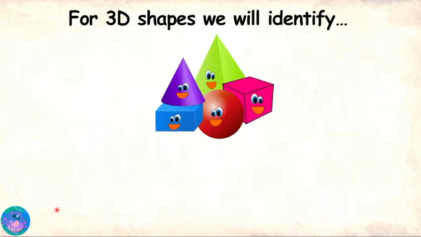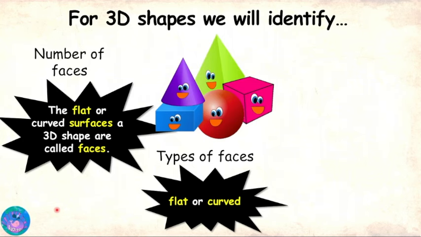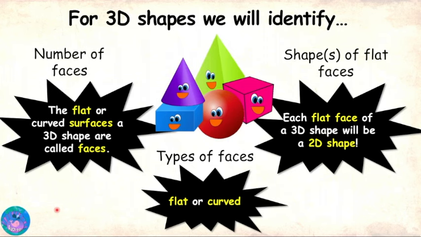For every 3D shape, we will see its faces. The flat or curved surfaces a 3D shape has are called faces. So we will see the total number of faces a shape has. We will also see the types of faces they have, flat or curved. And flat faces actually have 2D shapes. So we will also see which 2D shapes make up the flat faces.